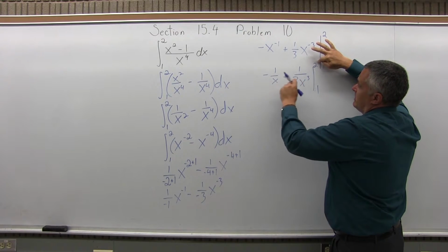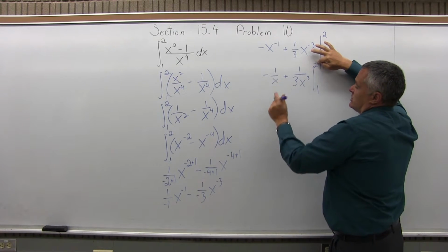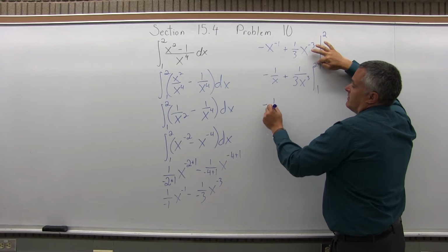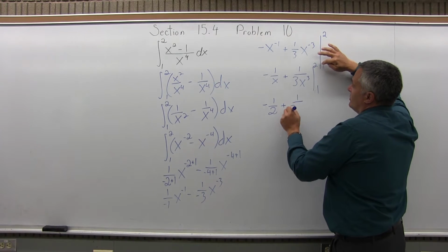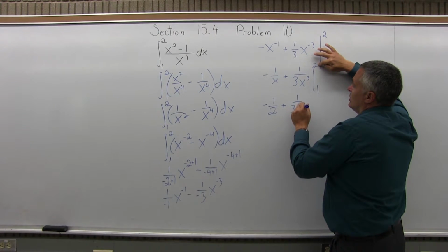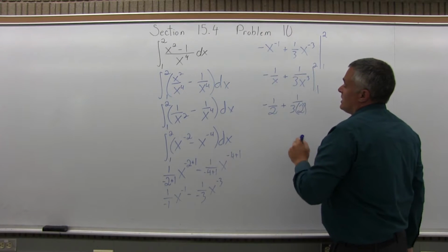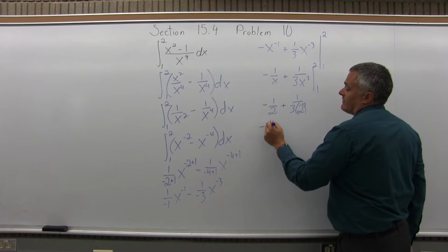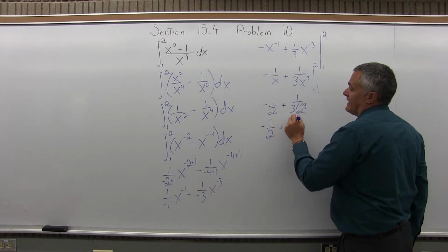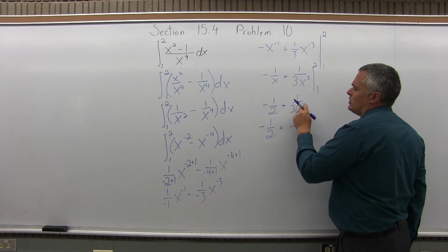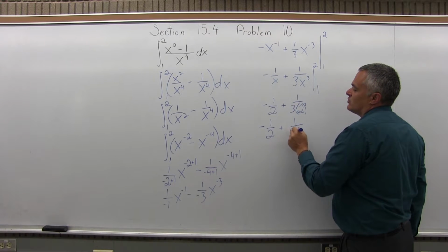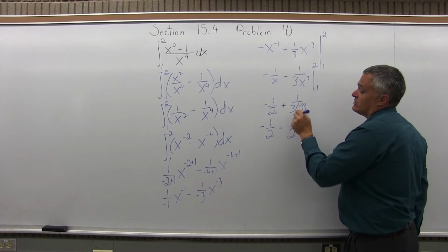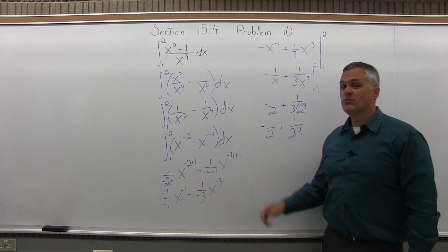Step 2, put the upper limit of integration into the answer. So minus 1 over x will become minus 1 over 2, plus 1 over 3x cubed would be 3 times 2 cubed. The minus 1/2 in front I'll just keep, and then I'm going to have 2 cubed. 2 cubed is 8, times 3 in front is 24. 8 times 3 is 24. So I have negative 1/2 plus 1/24.